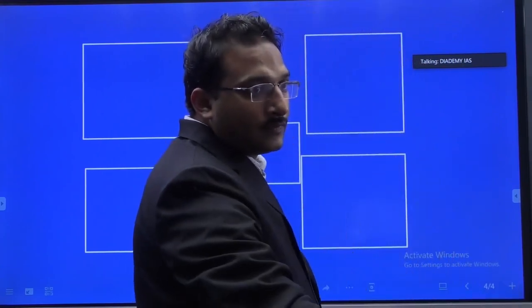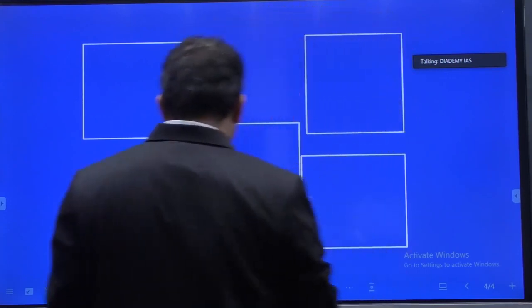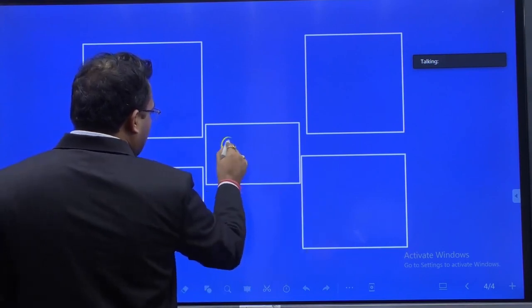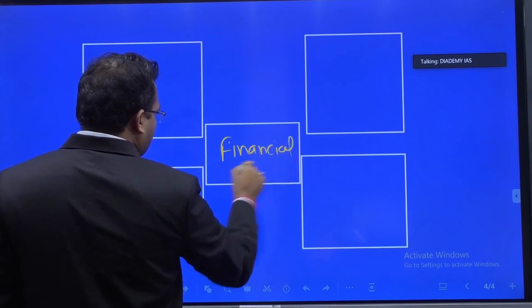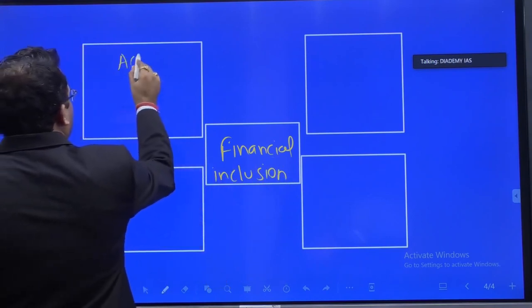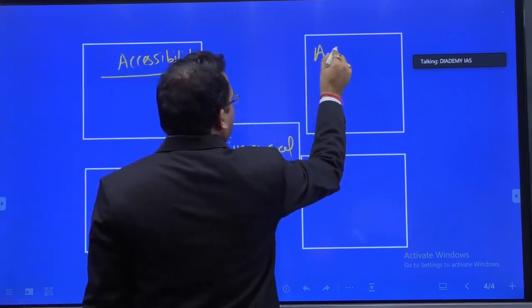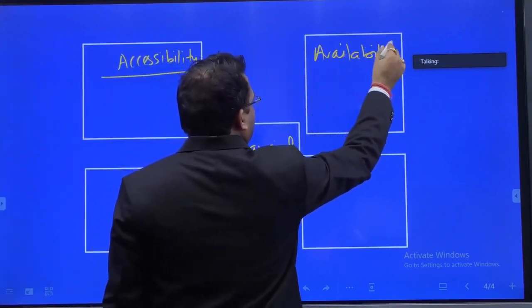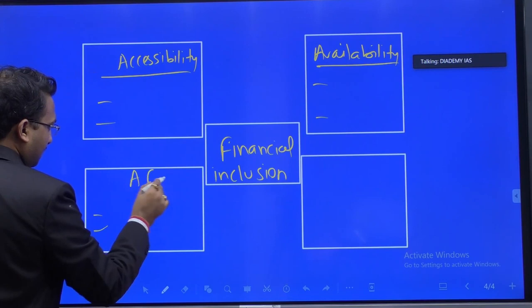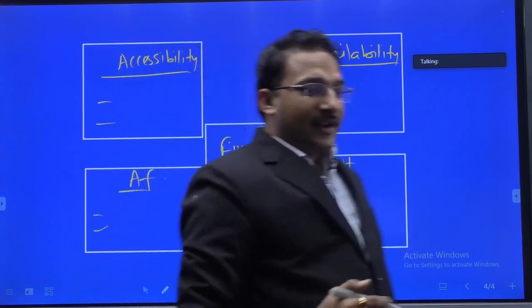Karunesh is saying draw by hand. Okay, please try that, Karunesh, but it will take more time. Can you give some example? Suppose we can write with respect to financial inclusion: accessibility, availability. You can write point number 1, 2. Then affordability. And then utilization. Okay, you can try this out.